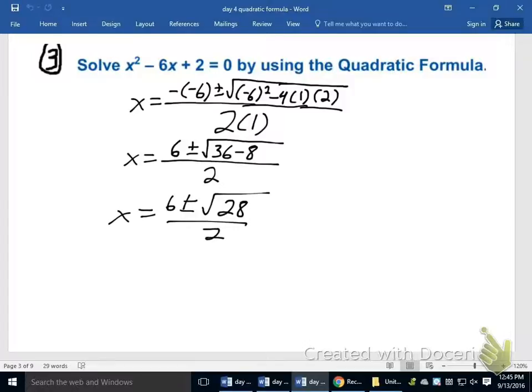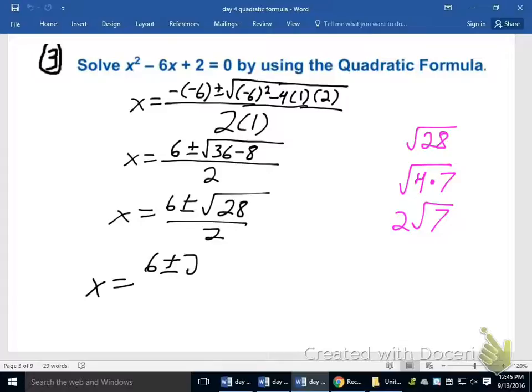Now, it looks like we've kind of hit a wall because you can't square root 28. It's not a rational number, but you can simplify it. So going back to our second day in this unit, what's going to happen there is if you square root 28, let's divide out the 4, that's a perfect square. That'll divide into it 7 times. The square root of 4 is 2, so 2 root 7. That's what I'm actually going to replace this with. So x equals 6 plus or minus 2 root 7 over 2.